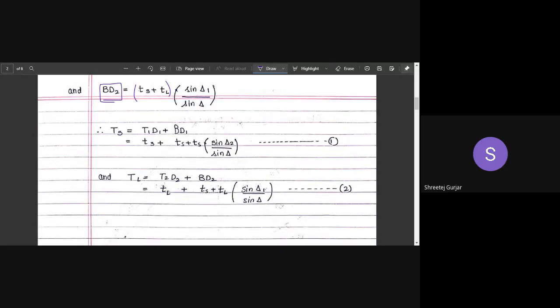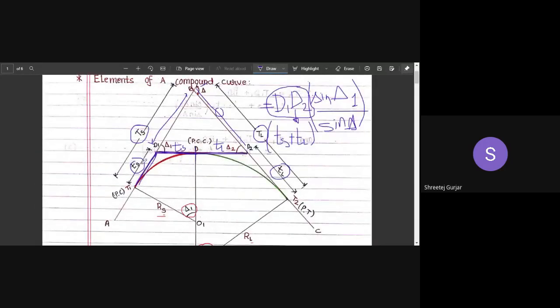I hope you have understood whatever we have discussed till now. If you don't understand, let me know, I'll explain once more. So TS, I have told you, the total tangent length TS is what? T1 D1 plus B D1, right? We have to add this TS plus this length. So TS plus for this B D1, what is it? TS plus TL into sine delta 2 by sine delta, correct?